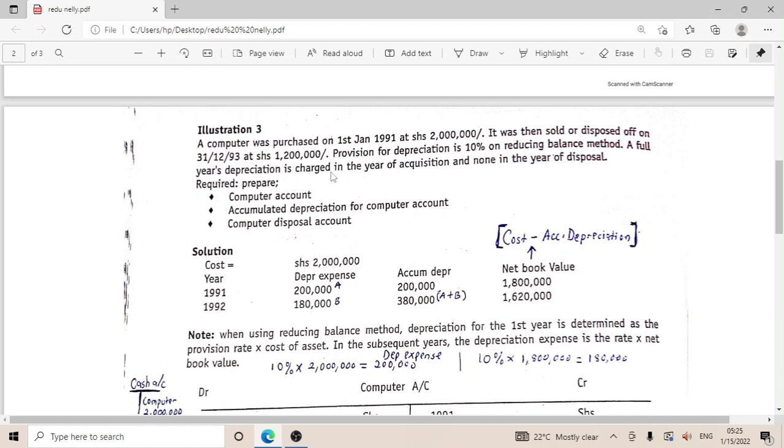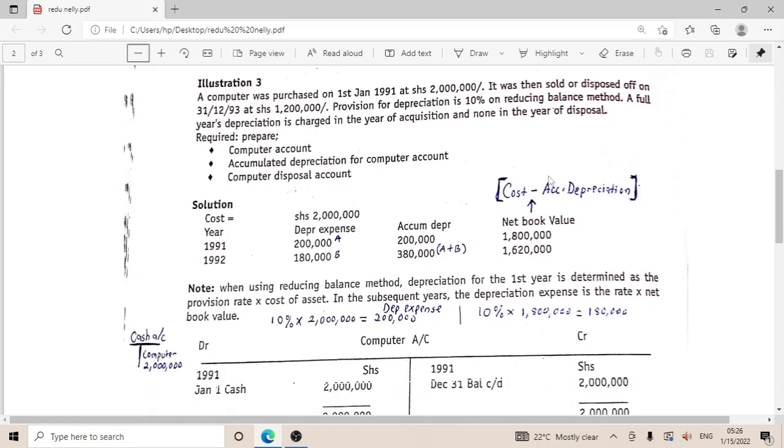Our year of acquisition was 1st January 1991. So they're going to charge depreciation in this year, and the only year in which they're not going to charge depreciation is the year of disposal. They're going to charge in the year of acquisition. Here they've said we are required to prepare the computer account, the accumulated depreciation for the computer account, then the computer disposal account.